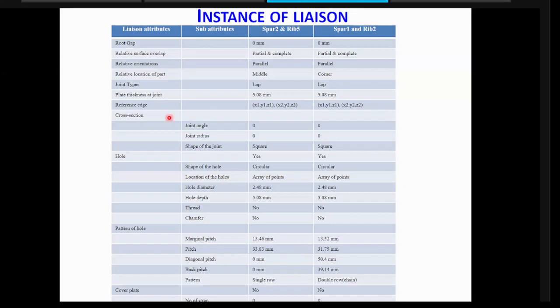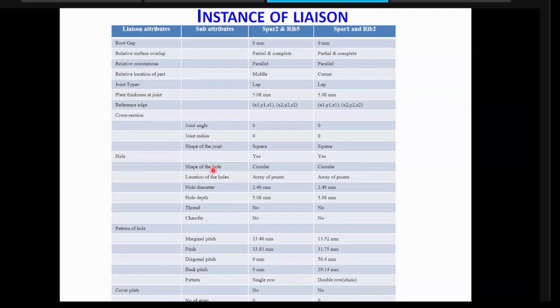we are capturing that information here. We have structured the liaison information in terms of liaison attributes such as root gap, relative surface overlap, relative orientation, relative location of parts, joint types, plate thickness of joint, and similarly cross section. To define cross sections, we need joint angle, joint radius, and shape of the joint.